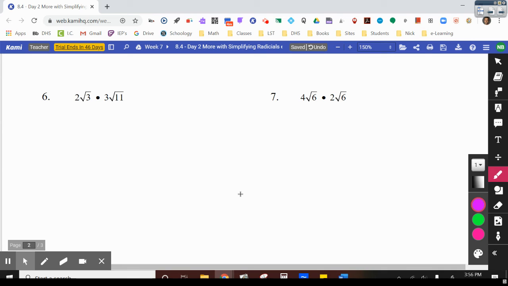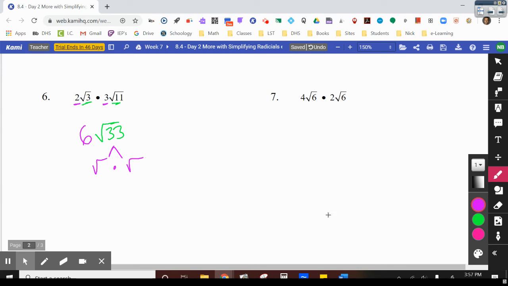All right, number 6, we have 2 rad 3 times 3 rad 11. Again, I have some numbers on the outside. 2 times 3 gives me 6. And I have some numbers on the inside. Rad 3 times rad 11 is a rad 33. Now that I'm smashing them together, I'm ready to try to break them apart. That means I'm going to try to break up this rad 33 into 2 factors.